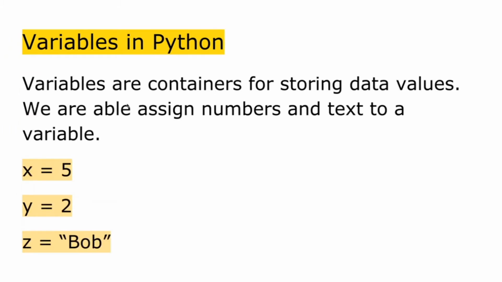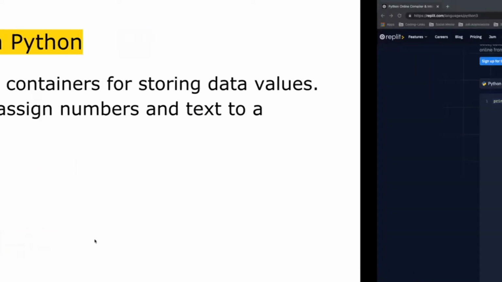Variables in Python. So variables are containers for storing data values. We're able to assign numbers and text to a variable. So x is equal to 5, y is equal to 2, z is equal to Bob. Here, with x, we are just storing an integer value. This x variable, we're just assigning to the value 5. y is equal to 2, z equal to Bob.